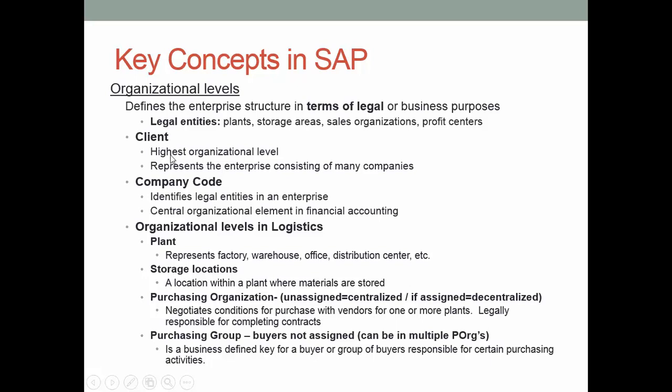The client is the highest organizational level and represents the enterprise consisting of many companies. Our company code identifies the legal entities in the enterprise, and it's central to the accounting process. And of course, there are other organizational levels in areas like logistics, procurement, and production, such as plant, storage location, purchasing orgs, and purchasing groups.